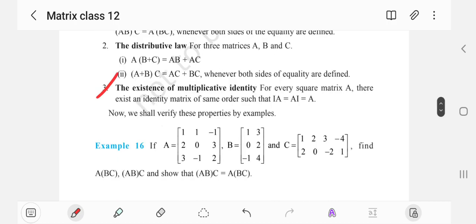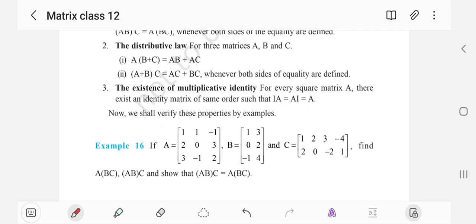As I have explained to you in the case of existence of additive identity, the same concept will be here. What matrix should I multiply? Now note my word, I am saying what matrix should I multiply. There I was saying what matrix should I add to my given matrix so that I get the same matrix. Here the definition will change a little bit: what matrix should I multiply with a given matrix so that I get the same matrix as it is.